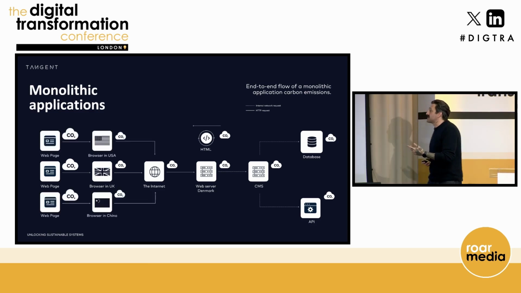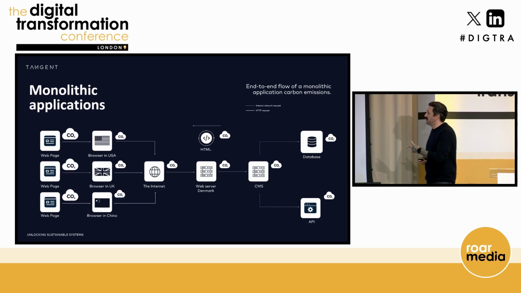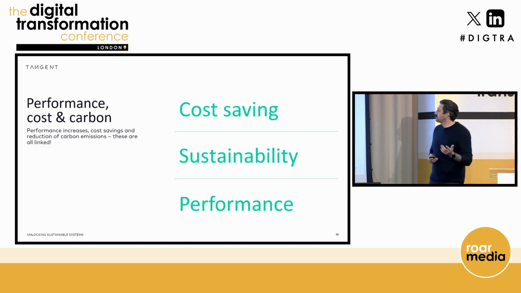Now, if you have users that are in the States or in China, that information has to travel a lot further, and that also has an impact on the environment. So this is how traditional websites work, or monolithic applications work, and there are some problems there, right? You can see some issues. Firstly, it's performance. Cost could be an issue in the amount of work these servers are having to do, or CO2. So the good thing is, all those three things can be addressed by taking different architectural principles.